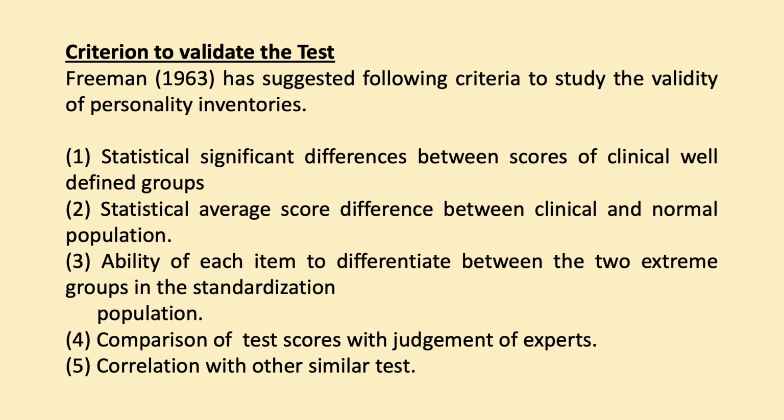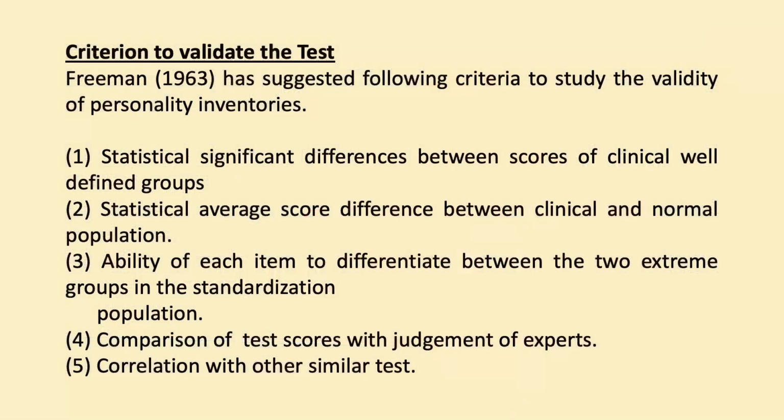Statistical average score difference between the clinical and the normal population. Say my test is measured to diagnose depression. So, if I give a scale to my depressive patient and a normal patient, there must be a difference between their scores. Statistically, a normal person will get less and a depressive patient should get higher. So, my criterion now is the normal person.